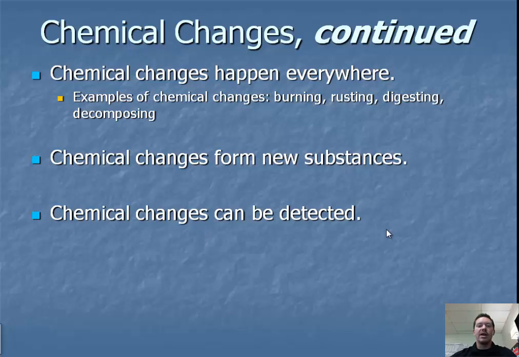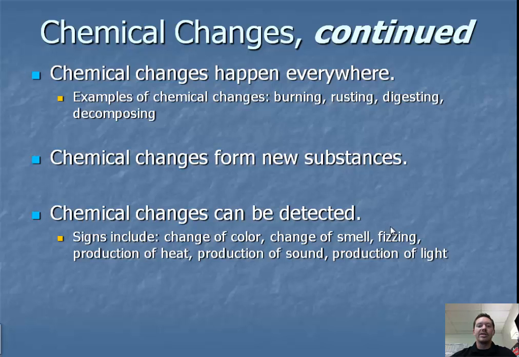And we can detect chemical changes because there's something that's changing. So change of color, change of smell, it fizzes, there's heat that's produced, there's a sound produced, or even light can be produced as well. Change of color with a chemical change is a little different than putting food coloring into a jar of water. That just changes the color of the water. It doesn't change color because something's happening on a molecular level. So we put red food coloring in water, it turns red. It's just a physical change.